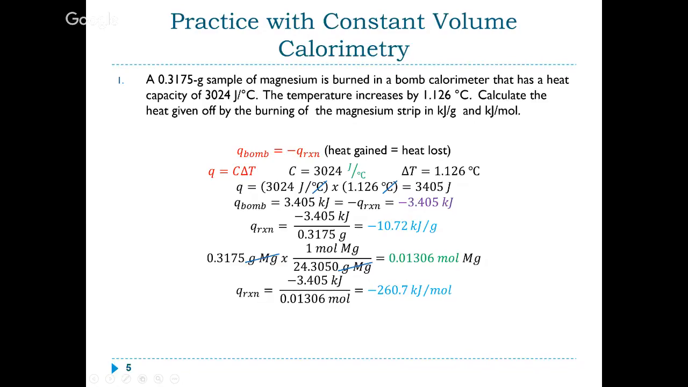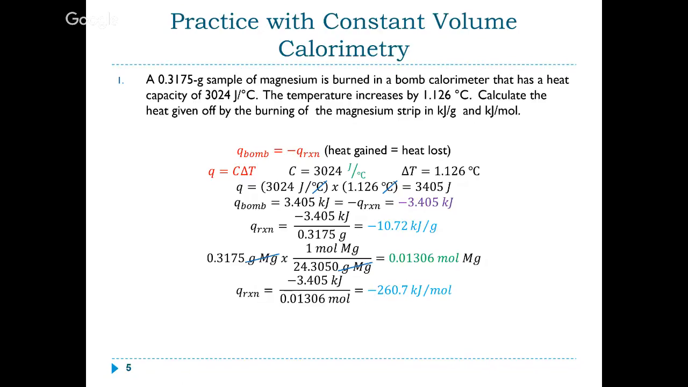So it wants to know what was the heat in kilojoules per gram. So once again, we have converted our joules into kilojoules. We take the grams of our original sample. So negative 3.405 kilojoules divided by 0.3175 grams gives us negative 10.72 kilojoules per gram.